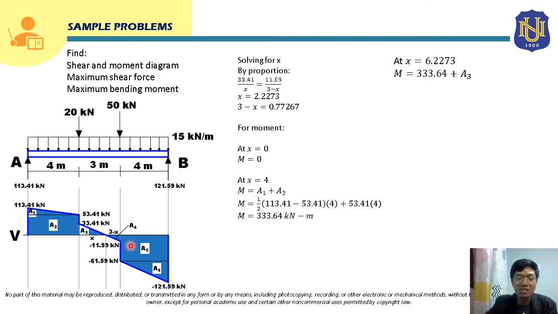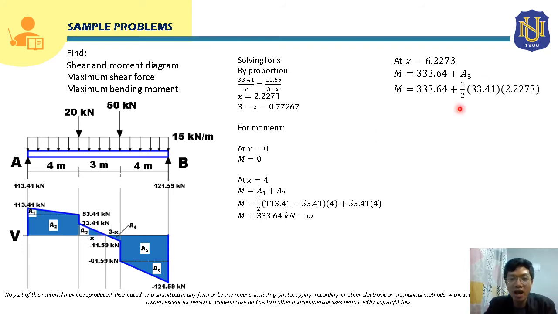And this area 3, class, is a triangle wherein its height is 33.41 and its base is 2.2273. So the area 3 here will just be 1/2 times 33.41 times 2.2273, 1/2 base times height, no? So the moment here, class, will be 333.64 plus 1/2 times 33.41 times 2.2273. Okay, so the moment at this point, class, is 370.85 kilonewton meter.